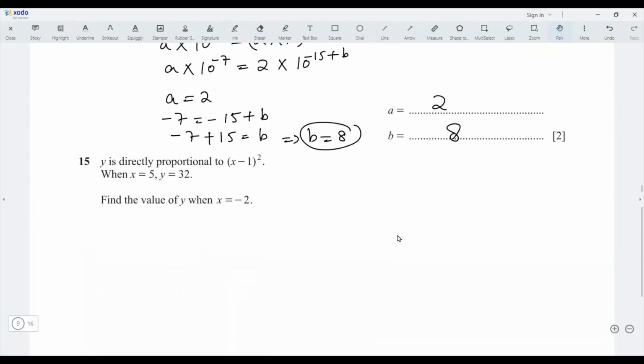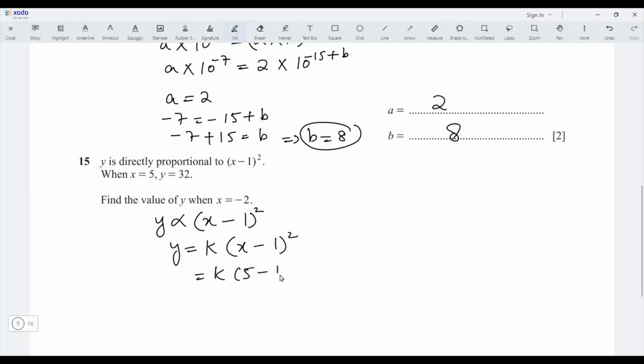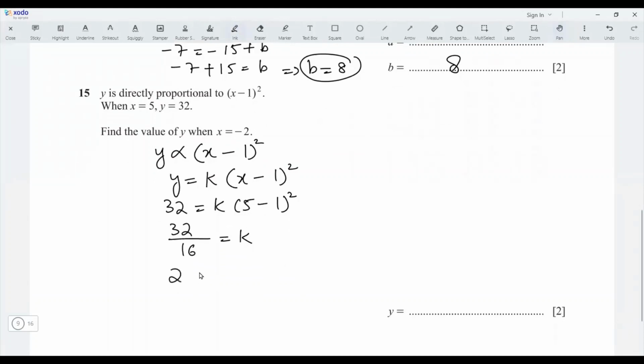So moving to the next question of variations, it is saying that y is directly proportional to x minus 1 whole squared. So after removing the proportionality sign, an equals sign will be placed, and y equals k times x minus 1 whole squared. So putting these two values, x equals 5, 5 minus 1 whole squared, and similarly y is 32. So k equals 32 over 4 squared, 5 minus 1 is 4, 4 squared is 16. So 32 divided by 16 results in 2.